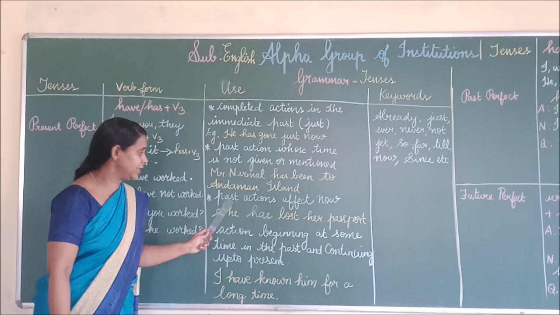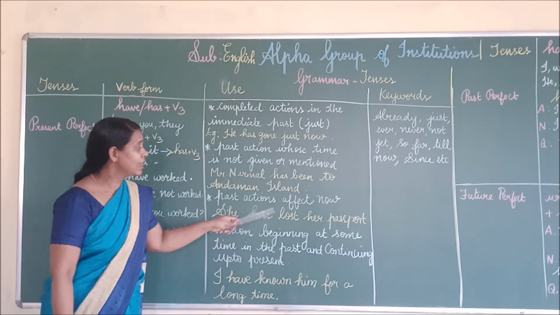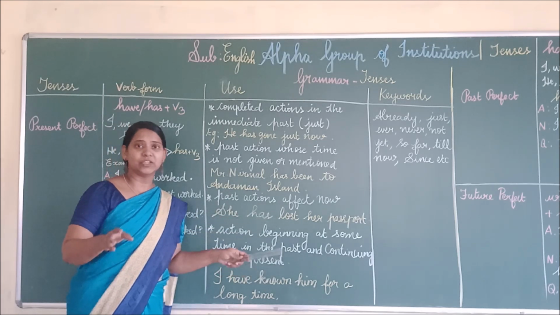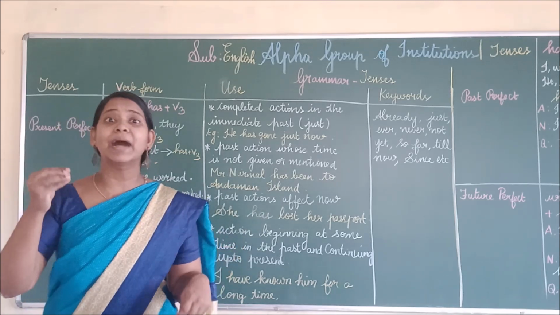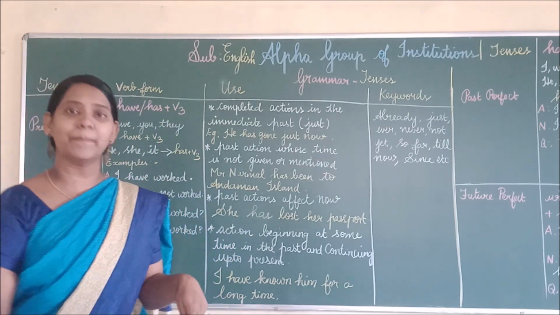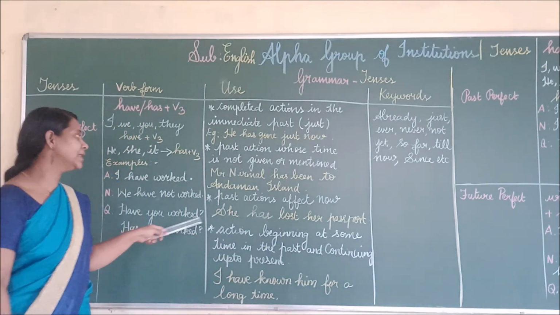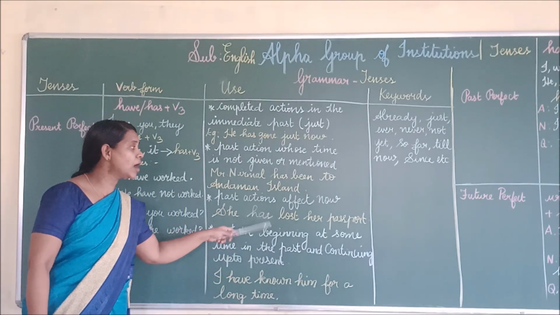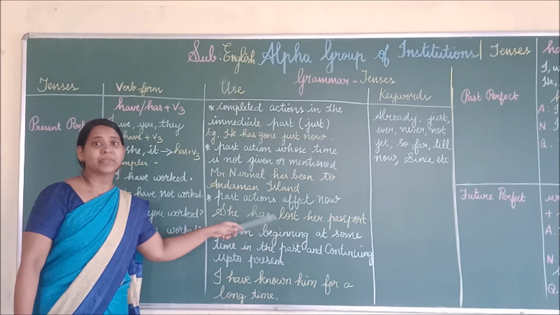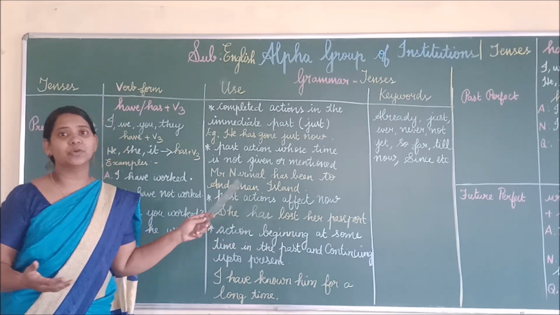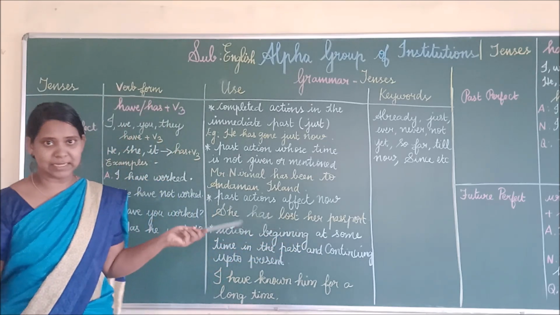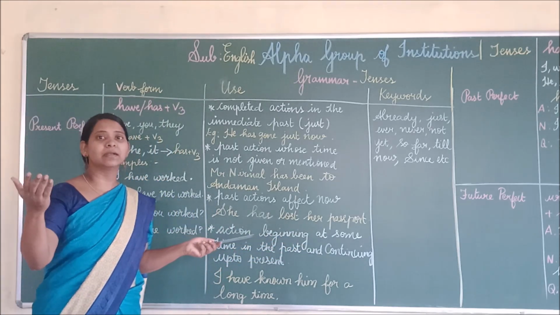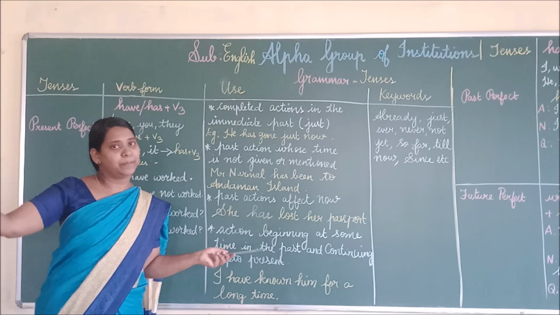Okay, next condition, past action affecting now. Actually, the activity is already completed, but it affects the present. For example, she has lost her passport. That is, we come to know that because she has lost her passport, she couldn't go abroad.